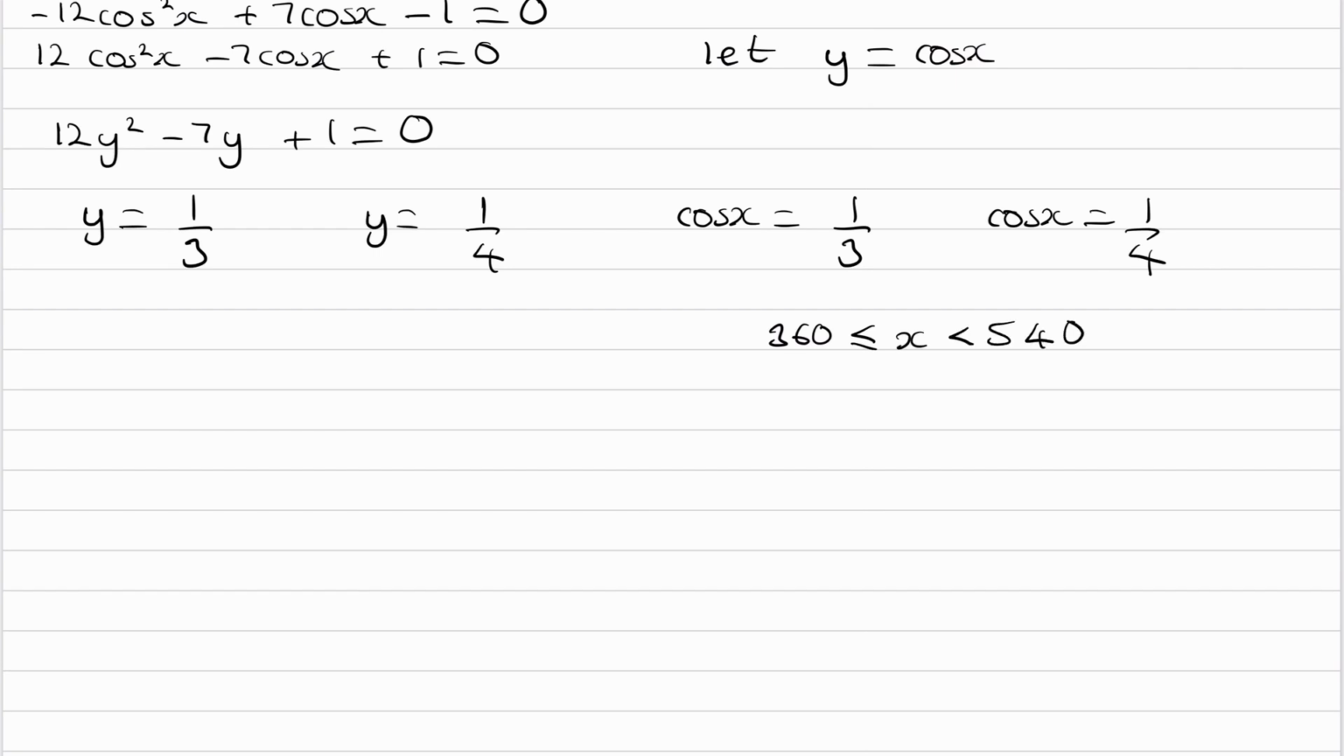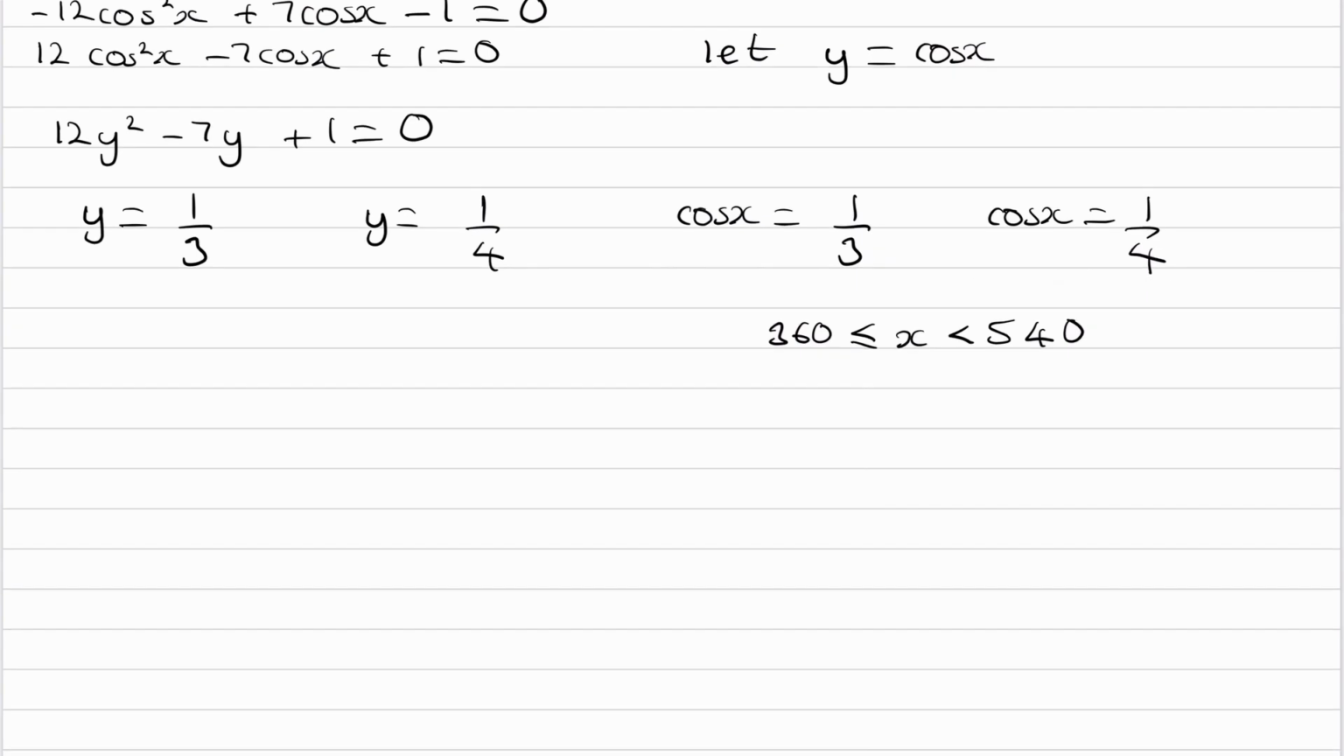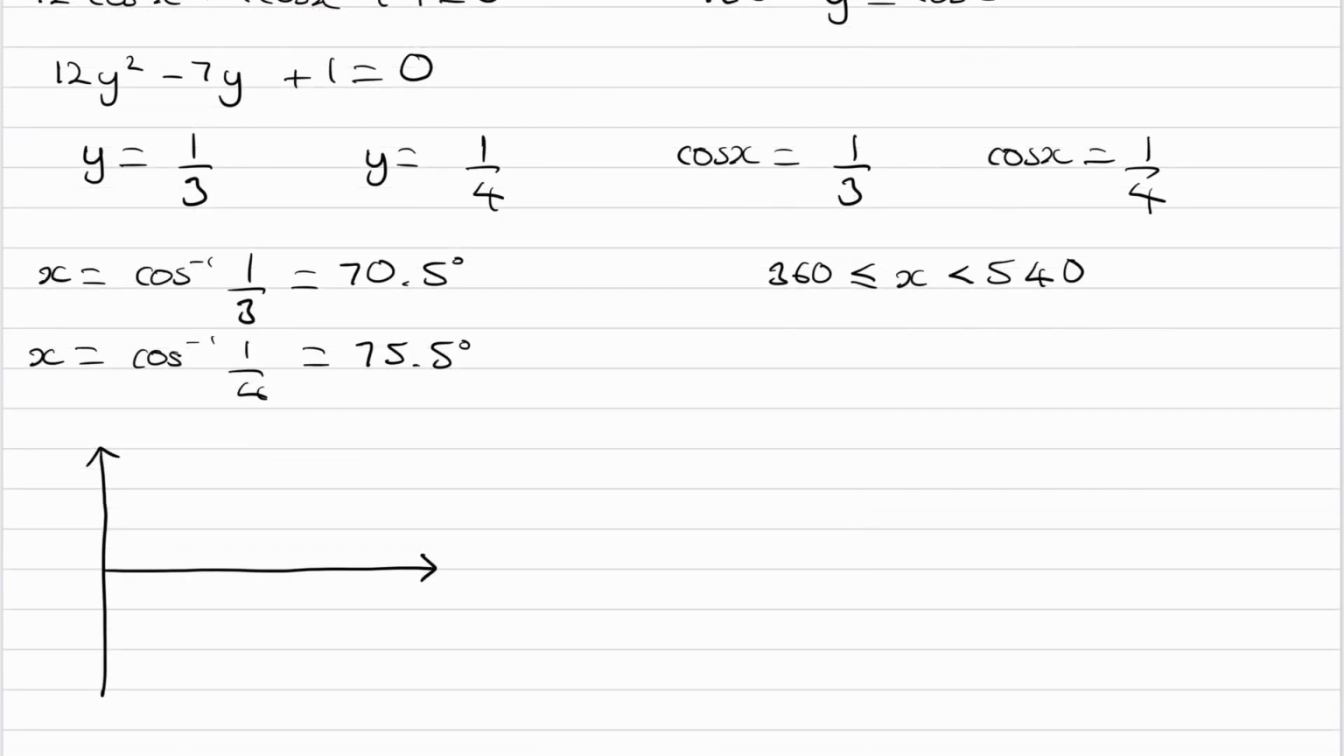Okay, so let's first do inverse cos of these two values. For the first one, inverse cos of 1 over 3 gives us 70.5 degrees. And for a quarter, we end up with 75.5. I'm going to work out the values between 0 and 360. Because we know a cos graph repeats itself every 360 degrees, we can just add 360 to our values between 0 and 360 to get the solutions in this interval.